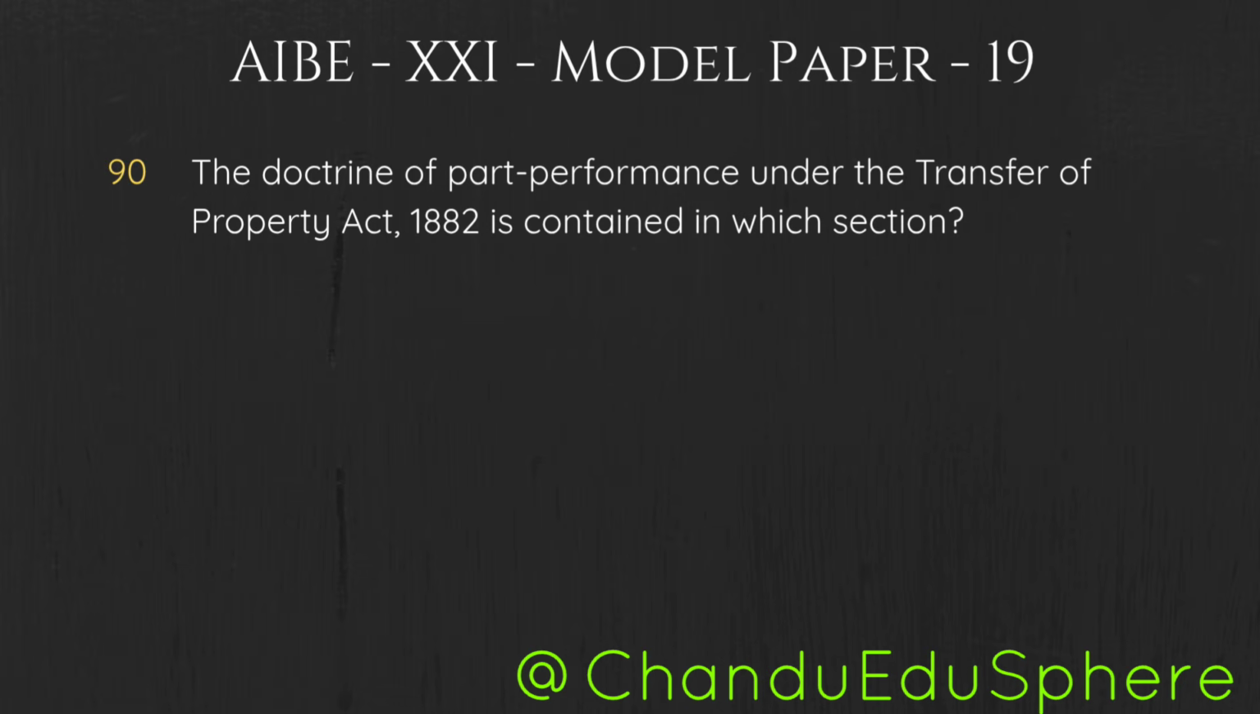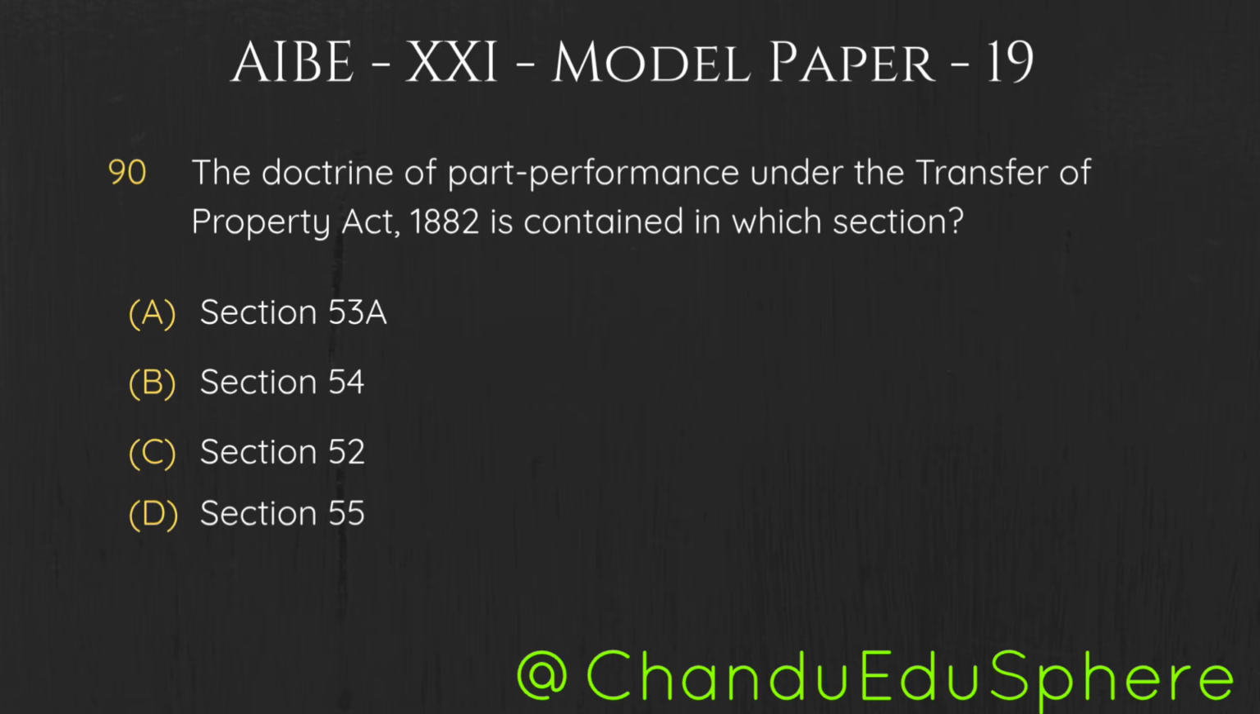The doctrine of part performance under the Transfer of Property Act 1882 is contained in which section? Section 53A of the Transfer of Property Act 1882 embodies the doctrine of part performance, protecting a transferee in possession under a written but unregistered contract of transfer from being dispossessed by the transferor. Section 53A.